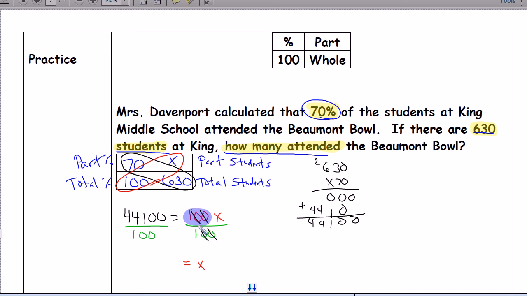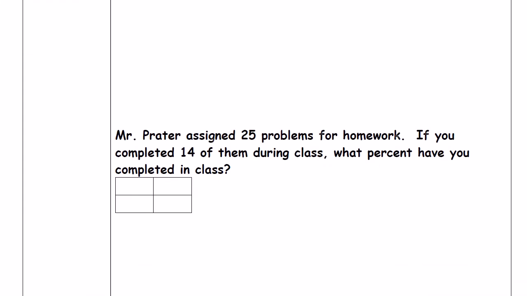By the way, this 100 and this 100, we could have crossed out the whole thing because 100 divided by 100 is just 1, right? Here we can use a shortcut as well, and this 0 can cancel out that 0, and you're left with 441 divided by 1. Well, that's just 441, and that's our answer. So 441 students is how many attended the Bowman Ball out of 630. Okay, and that's how you're going to do these problems right here.